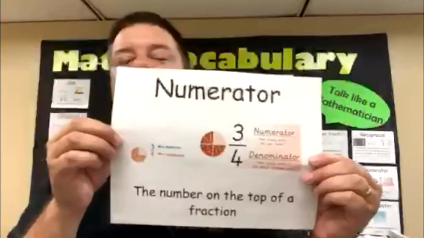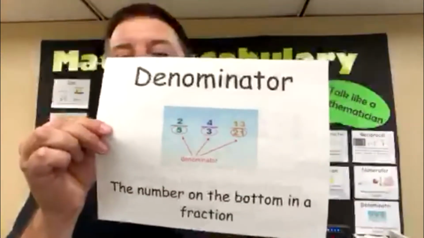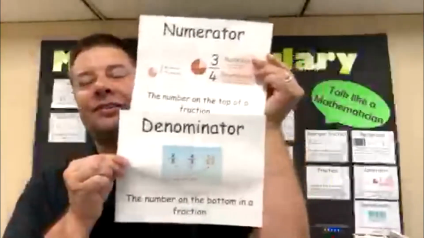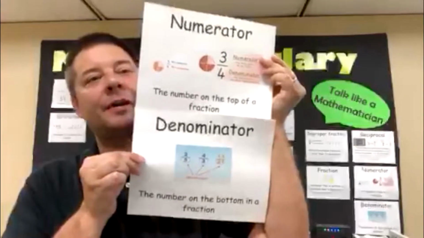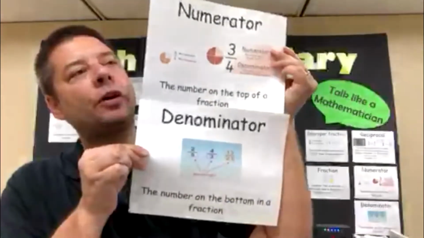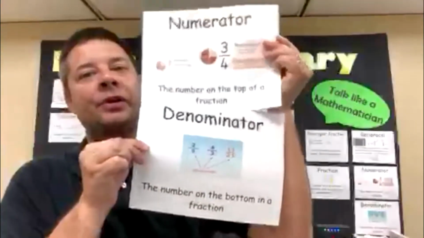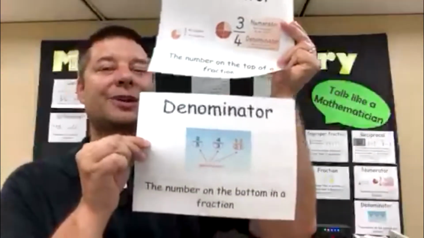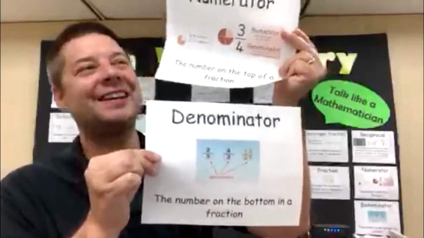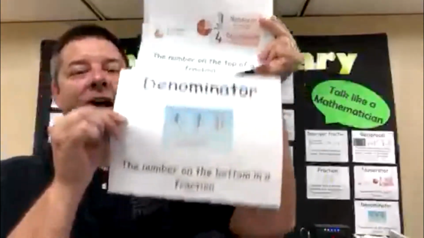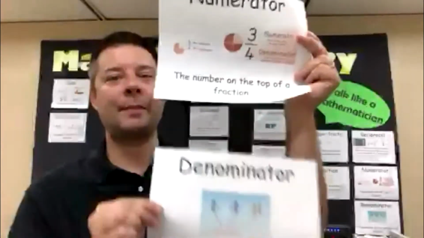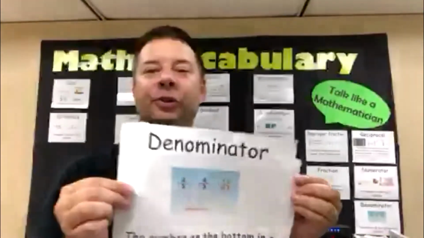If the numerator is on the top, then our denominator is on the bottom. So the denominator is the bottom number. I like to look at it like this, numerator on top, denominator on the bottom. I always think to myself, north is up on a map, so north starts with N and so does numerator. Denominator starts with D, and so does the word down. So the denominator is down, the numerator is north, or on top. Hopefully that helps you as well.